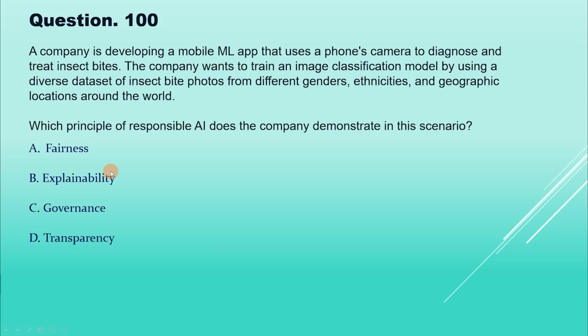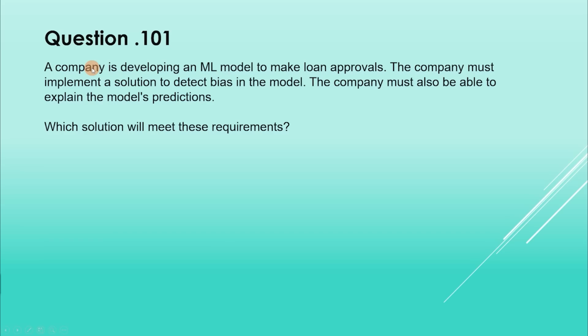And the correct answer here you can guess easily, so you can take your time to guess the one. And the correct answer here will be option A, fairness. Because in this scenario, the company is demonstrating the principle of fairness by ensuring their training data includes a diverse range of demographics, preventing potential bias based on gender, ethnicity, or geographic locations, which aligns with the core idea of responsible AI.